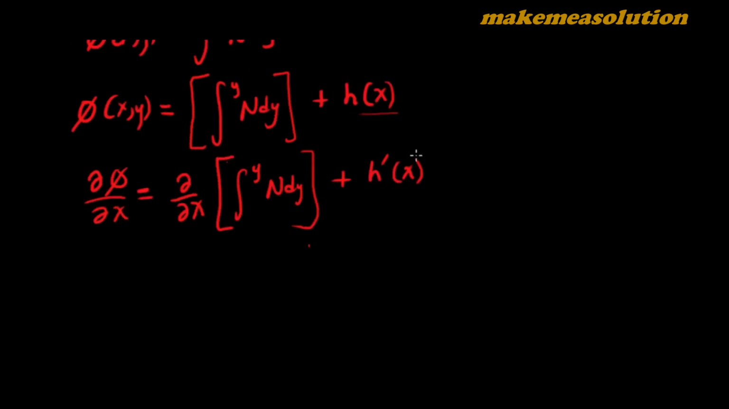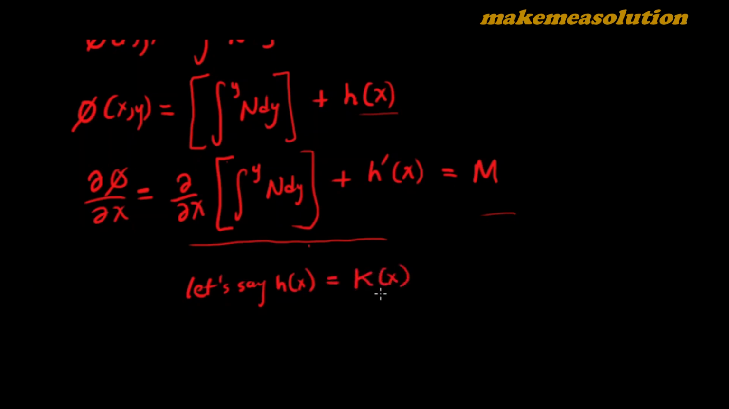So remember that from the definition of phi, when you differentiate phi partially with respect to x, you're going to get m. So when you equate this particular side to m, you will be able to solve for h of x. Okay, so let's say h of x has now been gotten to be something like a k of x, where k of x could be an exclusive function of x, or it could be a constant, or a mixture of a function of x and a constant. Okay, let's assume we have determined the value of h of x.